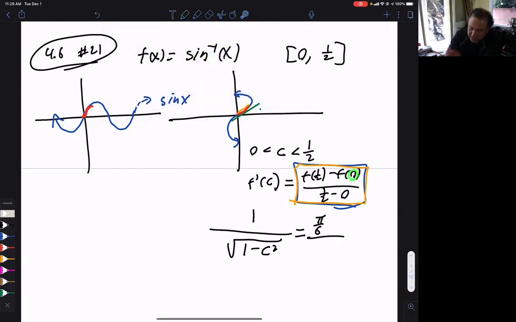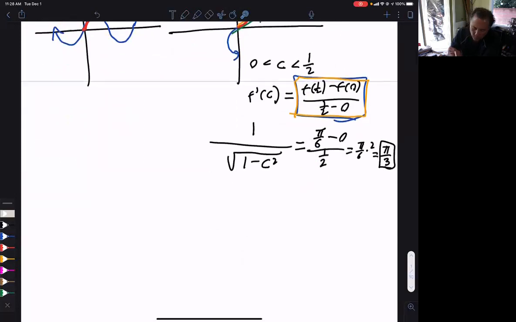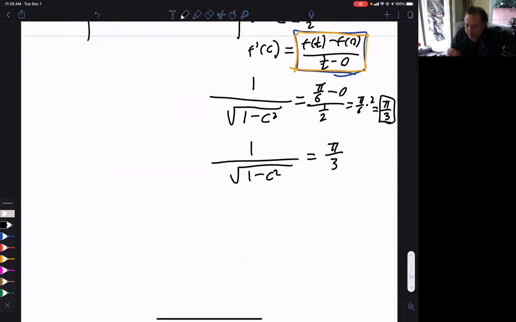Then f of 0, you put a 0 here. It's asking what angle has a sine of 0? And that answer is 0. Which is pi over 6 times 2, which would be pi over 3, because we multiplied by the reciprocal of that. So we end up with this equation. According to the mean value theorem, you're guaranteed that this will be true.